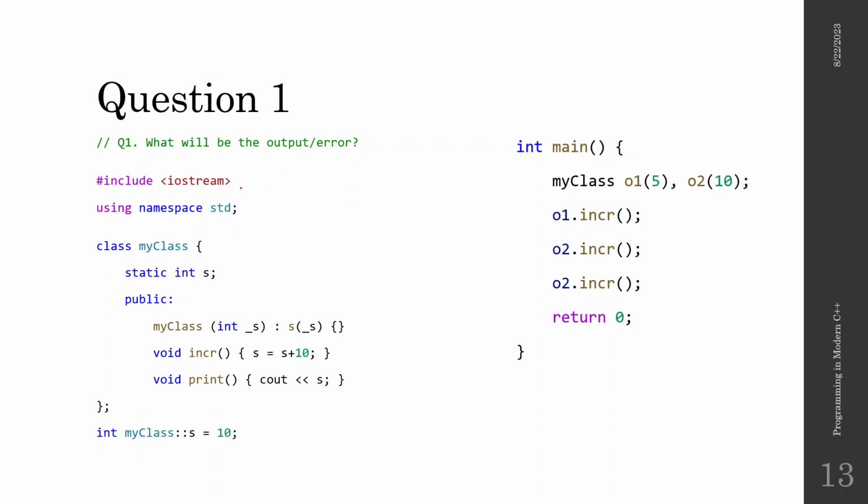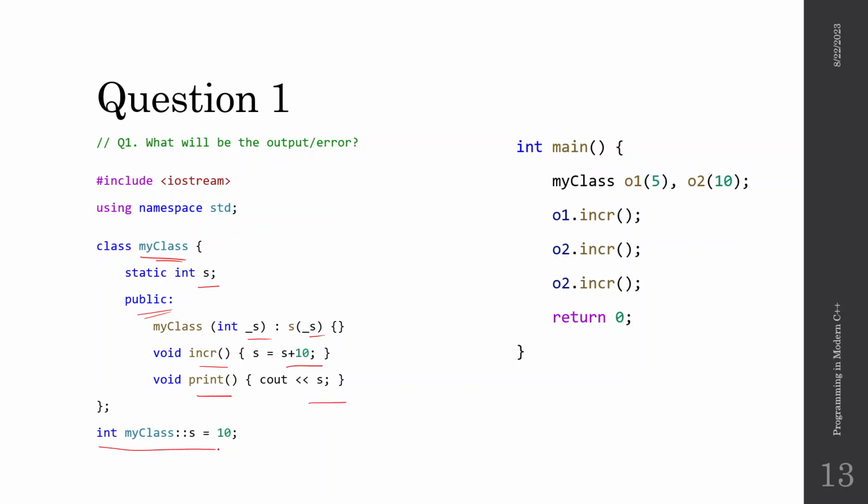So in this question, basically, there is a class, my class, with a static data member S, which is also private. Then in the public access specifier, we have a constructor which sets the value of S, and then we also have increment and print functions. The increment function increments S by 10, and the print function prints S.